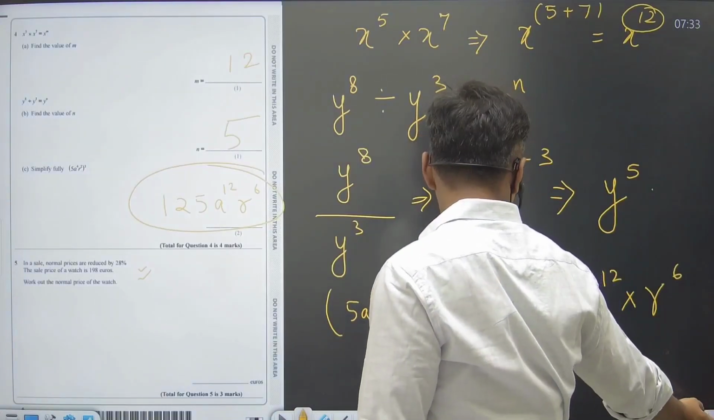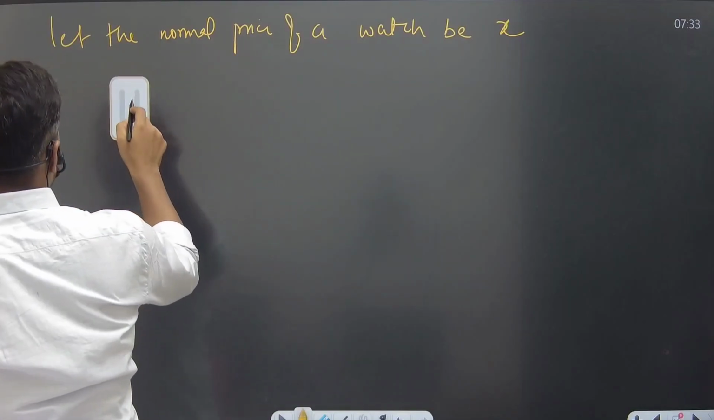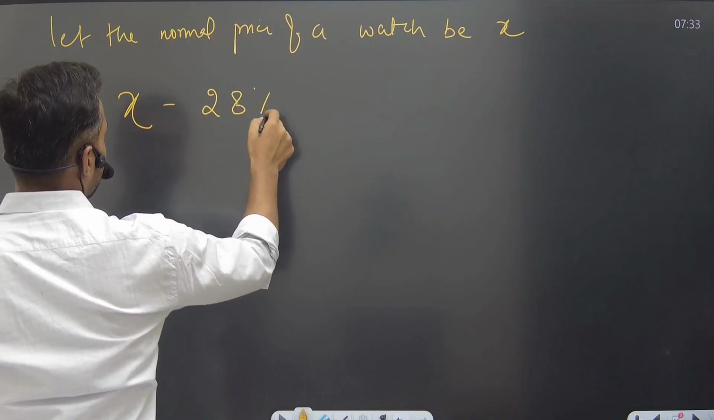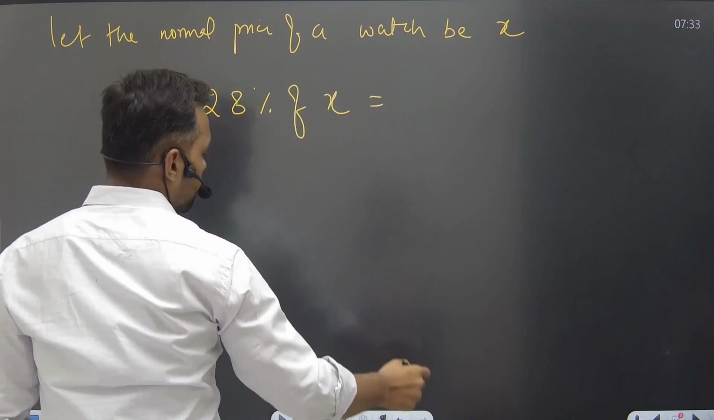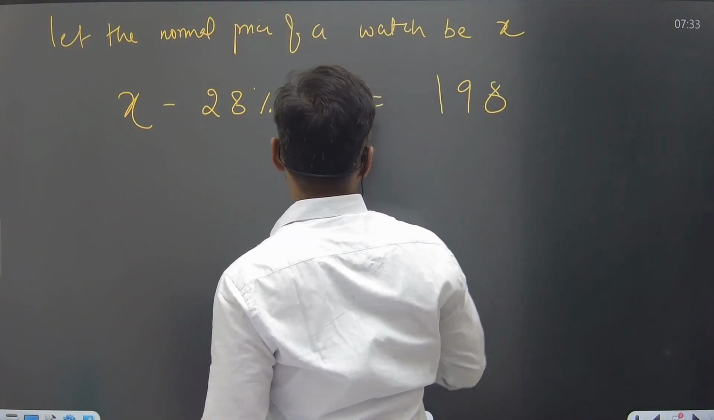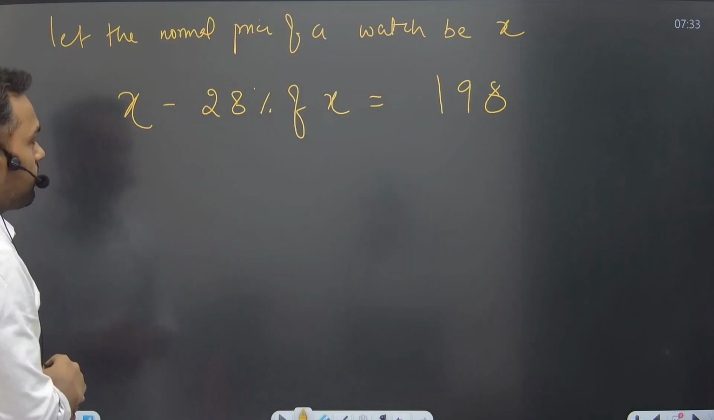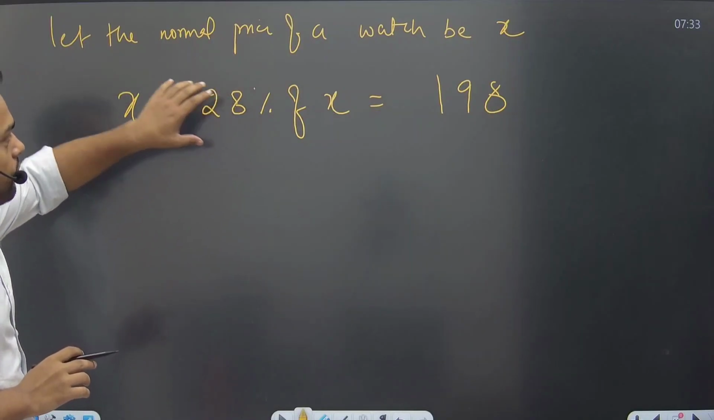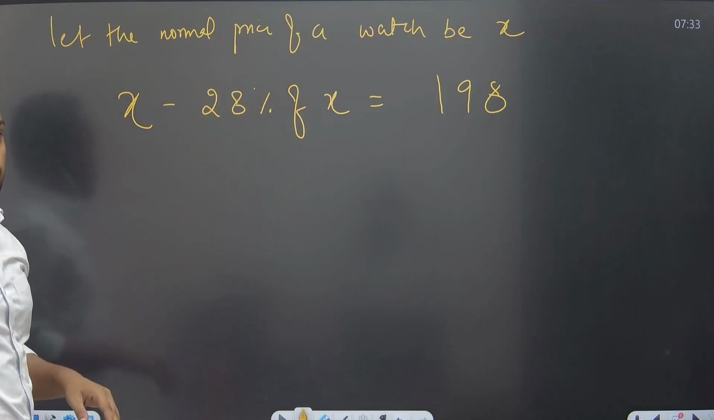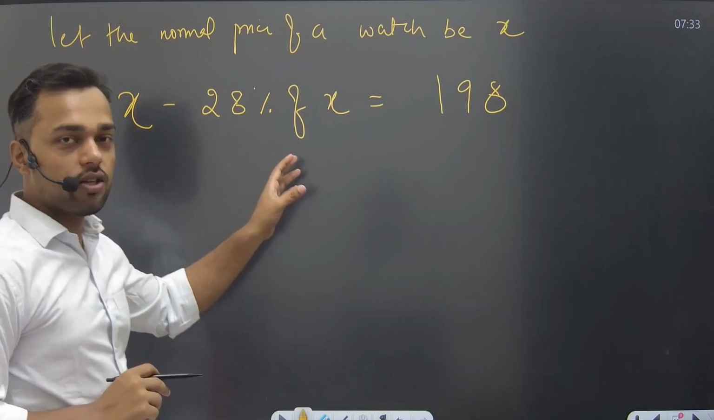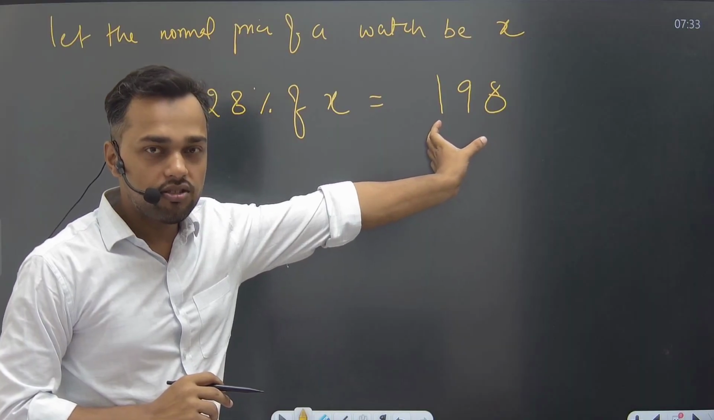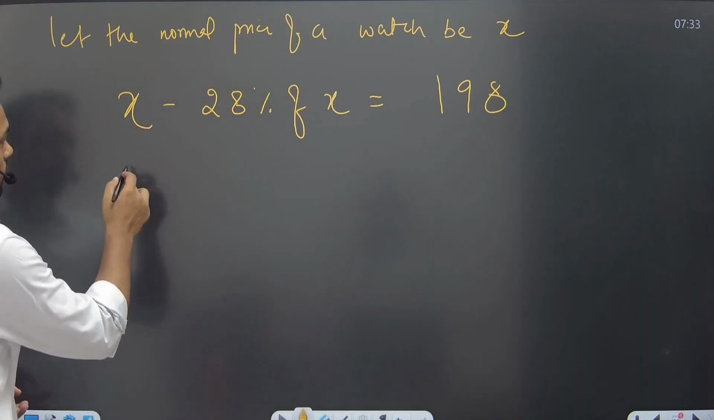So if I say x minus 28% of x is equal to 198 euros. Why have I done this calculation, students? Because the normal price of a watch is reduced by 28%. Whatever the price was, we need to reduce that price by 28%, and the sale price is also mentioned, that is 198. So you need to calculate it here.